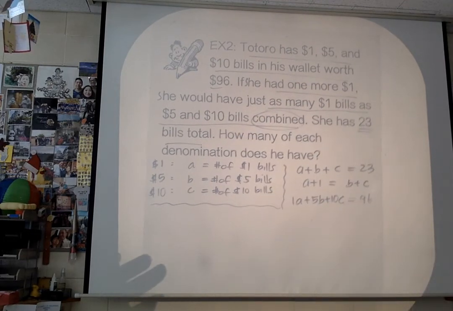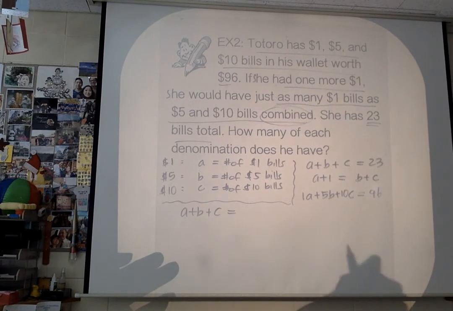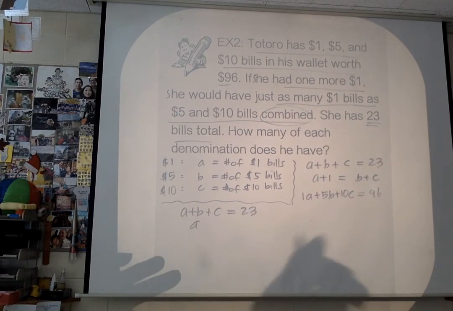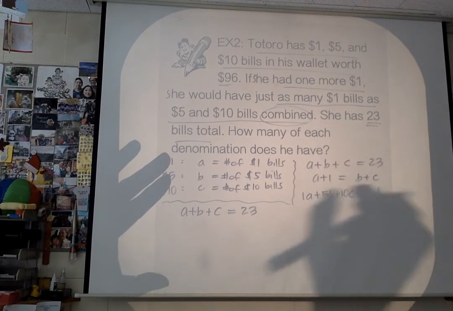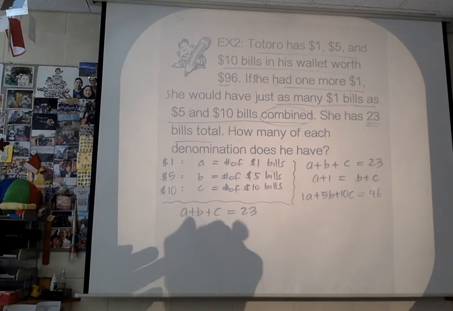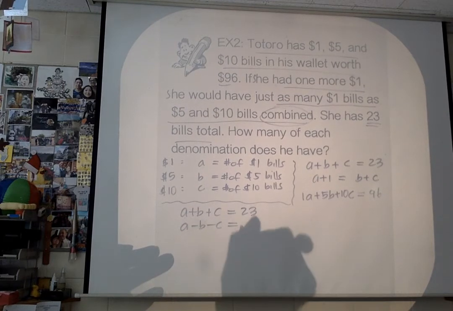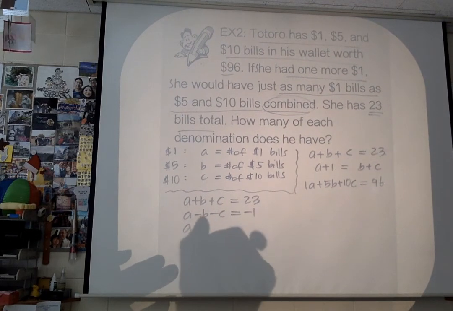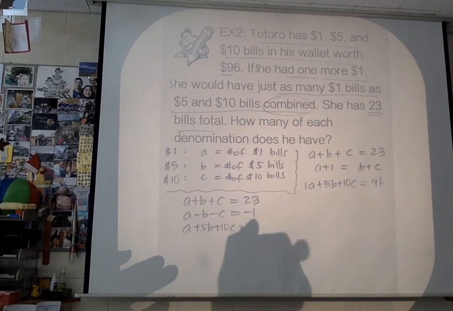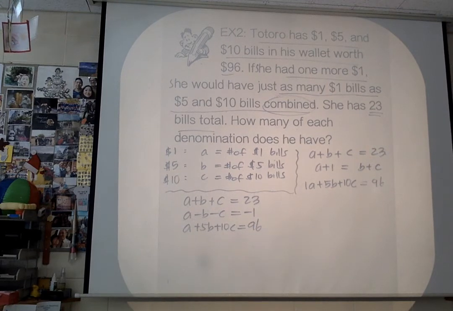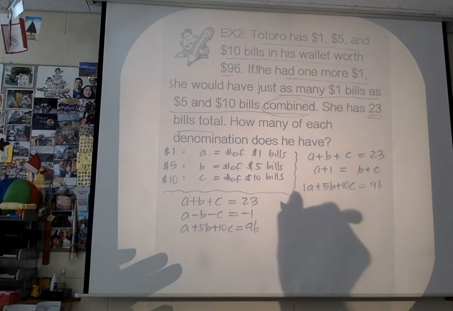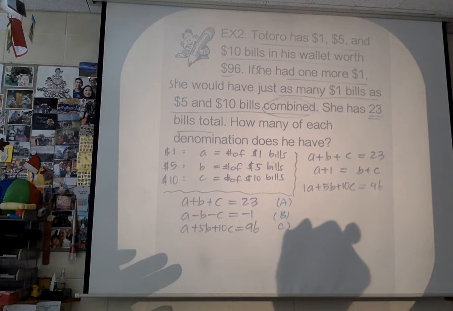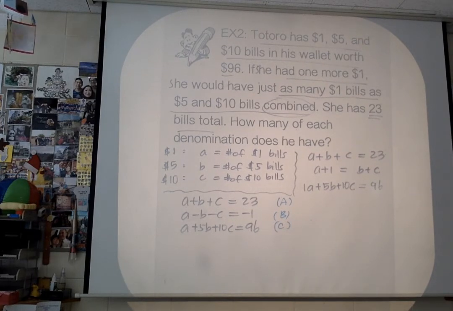So now let's organize the equations. We have A plus B plus C is equal to 23. Let's write it in standard form, guys, so we don't want this ugly form here, right? We want A minus B minus C is equal to -1, because we've rearranged this into standard form. This guy, we don't need the 1 in the front, really: A plus 5B plus 10C is equal to 96. Whoa, pretty large numbers. Okay, no worries though. And we're going to call this A, B, C.